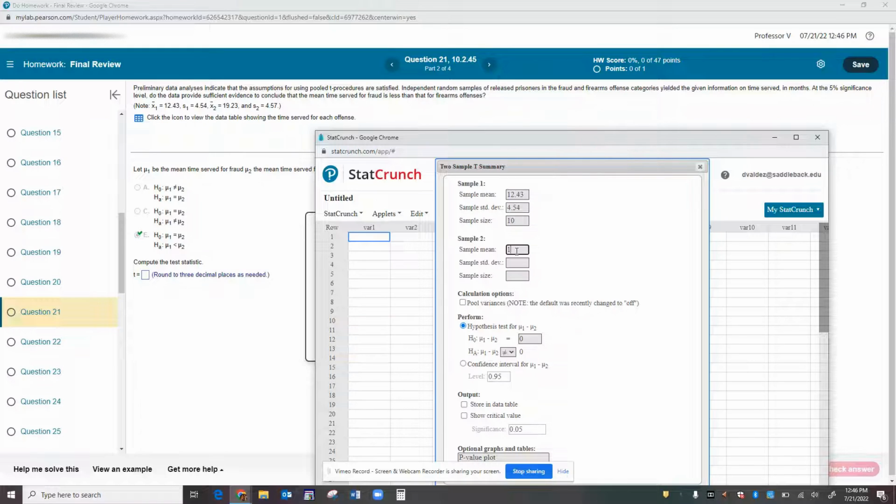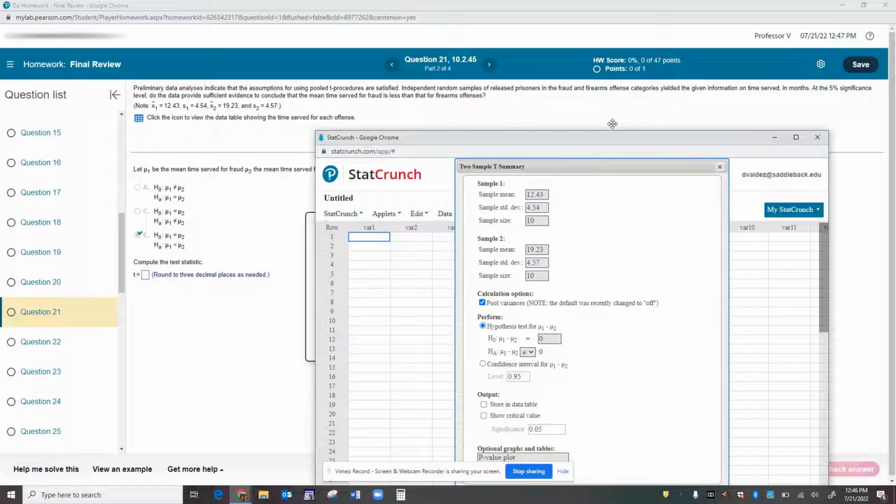And then sample mean for sample 2, 19.23, sample standard deviation, 4.57, and that sample size is 10, and then click yes, we want to pool the variances. Hypothesis test, mu1 minus mu2 equals 0, mu1 minus mu2 less than 0.